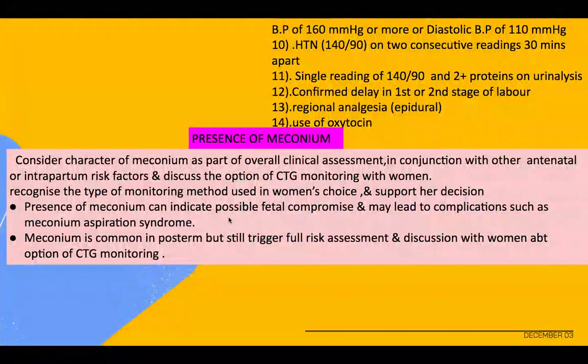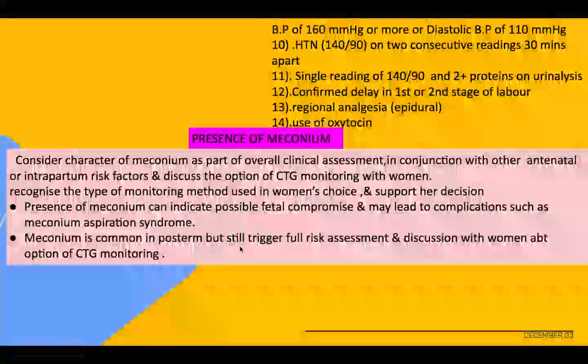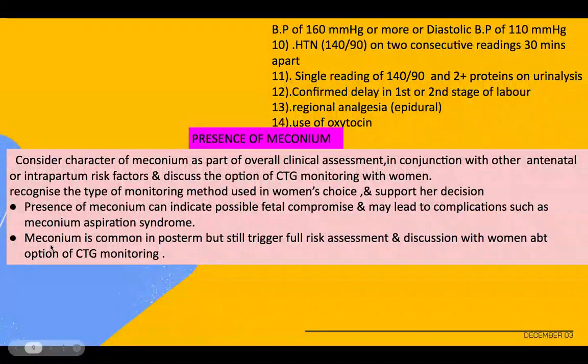Now, what is the meaning of the presence of meconium? It indicates possible fetal compromise, right? And may lead to complications such as meconium aspiration syndrome. Now, meconium is common in the postpartum. If a postpartum scenario comes and there is meconium, you will not say that it's quite casual and quite common to have meconium, so no need to bother. No, not at all. Meconium is common in the postpartum, but it still triggers a full risk assessment. In the next few slides, I will be telling you what exactly this full risk assessment means, right? And the discussion with the woman about the option of CTG monitoring.